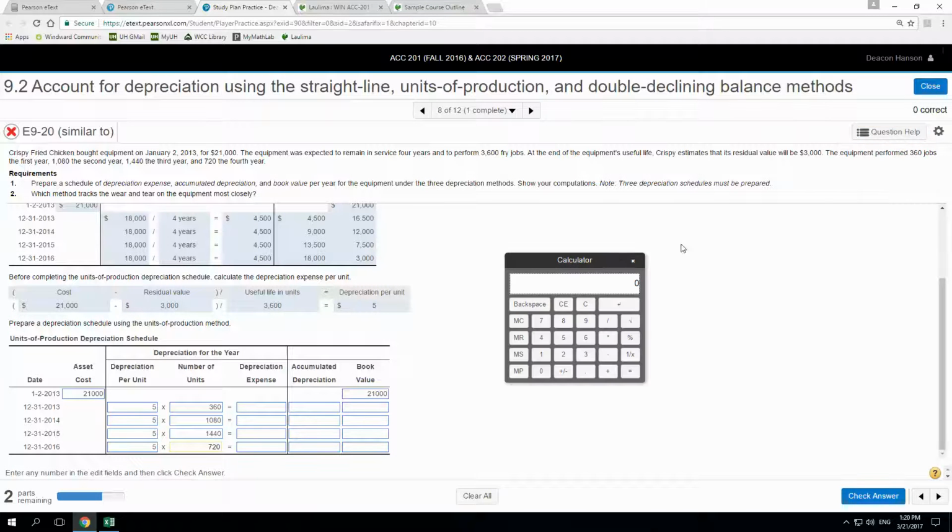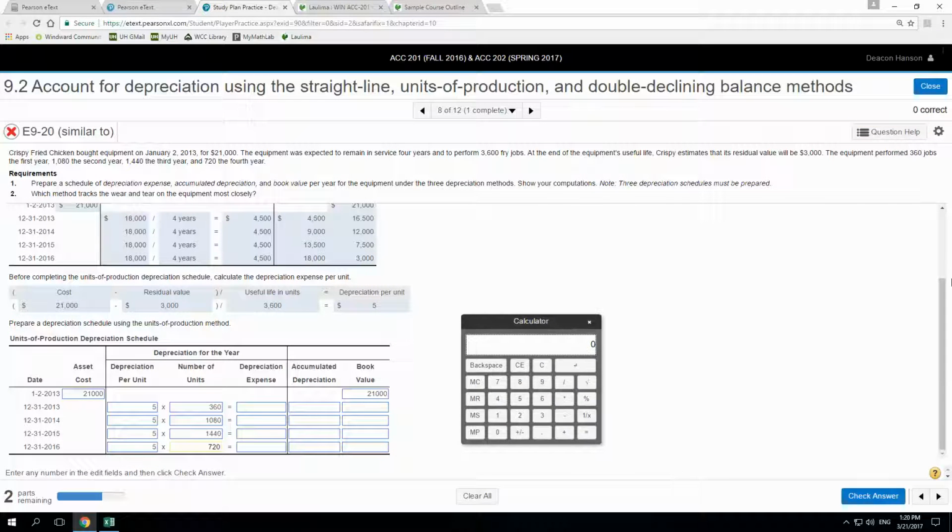You can either do it quickly in your head, or you can rely on your calculator, and I'll do that. So we'll calculate that for each year.